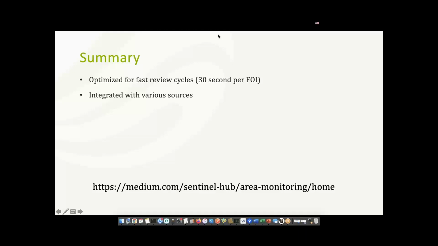Perfect. Maybe there is one technical question that I will let you answer in the chat about your slides, and maybe a more generic one. Do you have the feeling that Sentinel-1 data are mandatory?